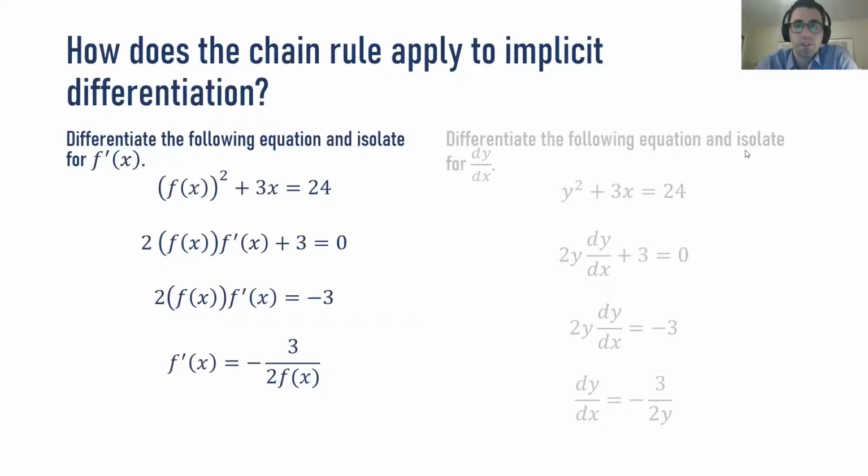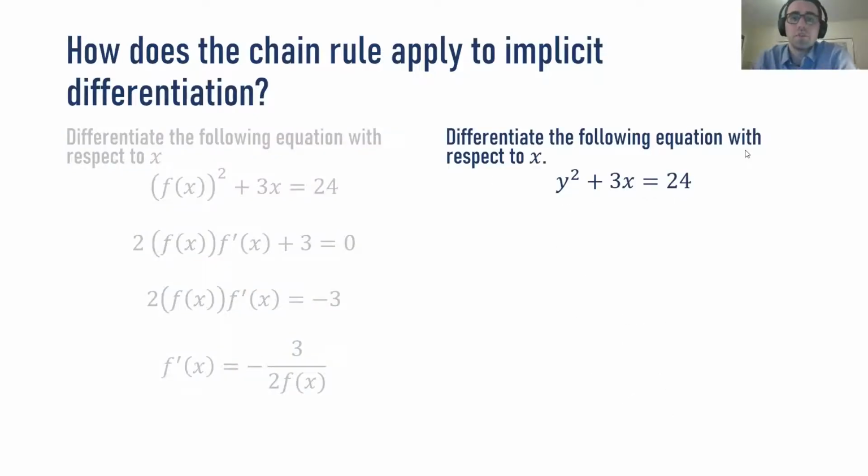On the right-hand side, it's going to be the same process, but I'm going to show you how to do it if we just leave y as y, and that's how we'll do our following 2 examples. So differentiate the following equation with respect to x. When I take the derivative of y squared, I want to remember that y is a function of x, so I need to apply the chain rule to it.